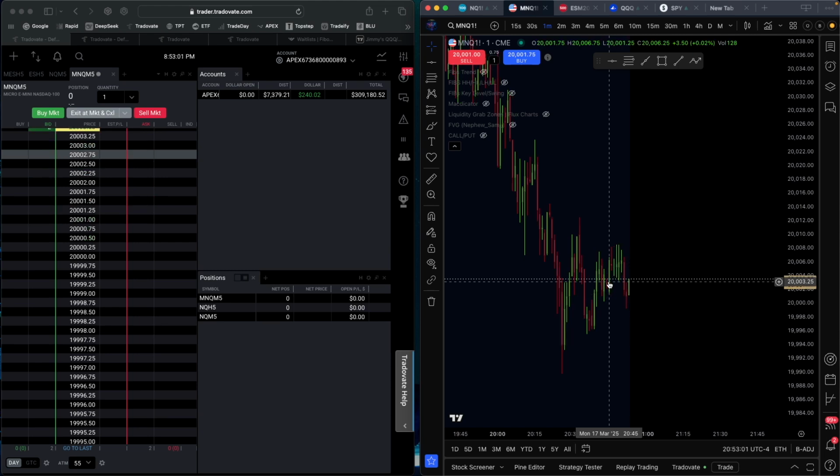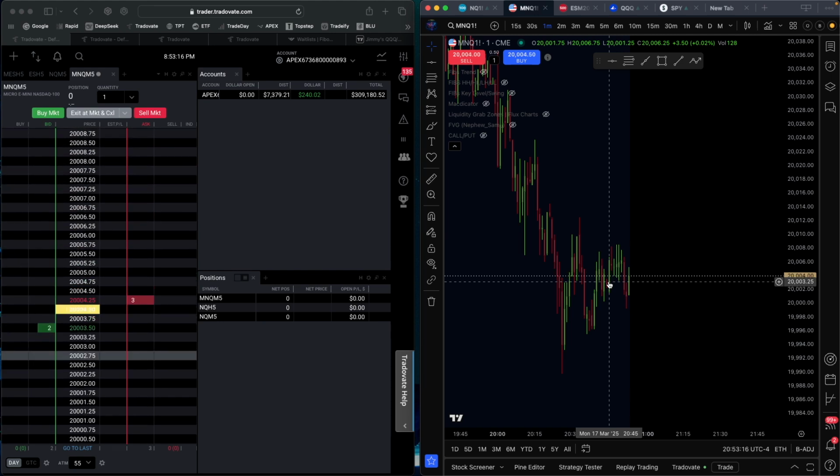Now with Top Step, they got a 50% consistency. So in a 50K account, you need $3,000 profit to pass that account. On any given day, you can only make $1,500 or less. Anything over $1,500 adds to your profit target. So for example, if you make $1,700 in one day, instead of needing $3,000, you're actually going to need $3,800 to pass that account.